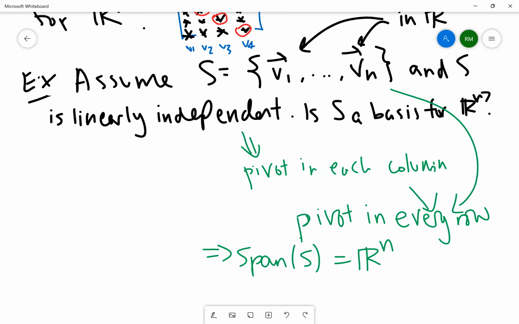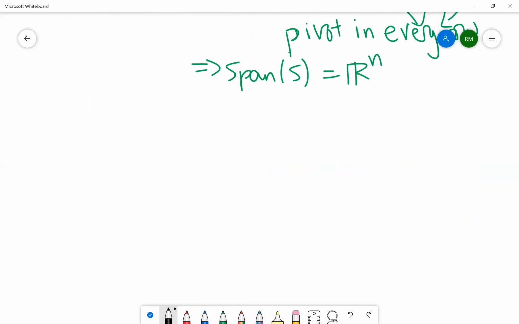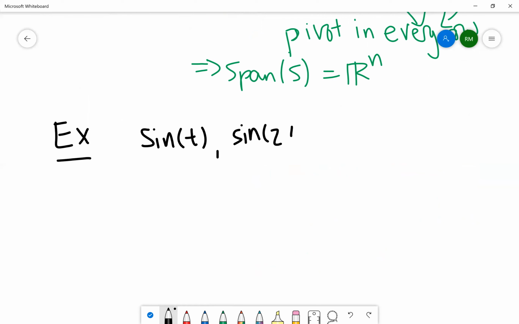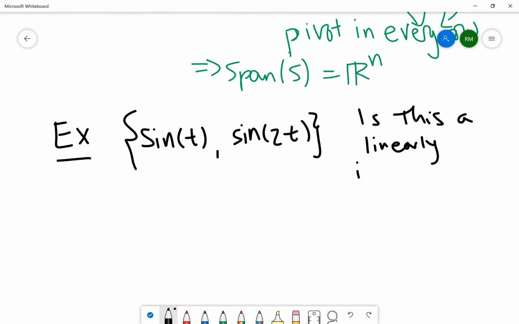All right. Last but not least, I want you to do a problem in a similar fashion to the one we did before. So this problem is looking at the functions sine of t and sine of 2t. Is this a linearly independent set? So I want you to do that using the techniques that we saw earlier this lecture.